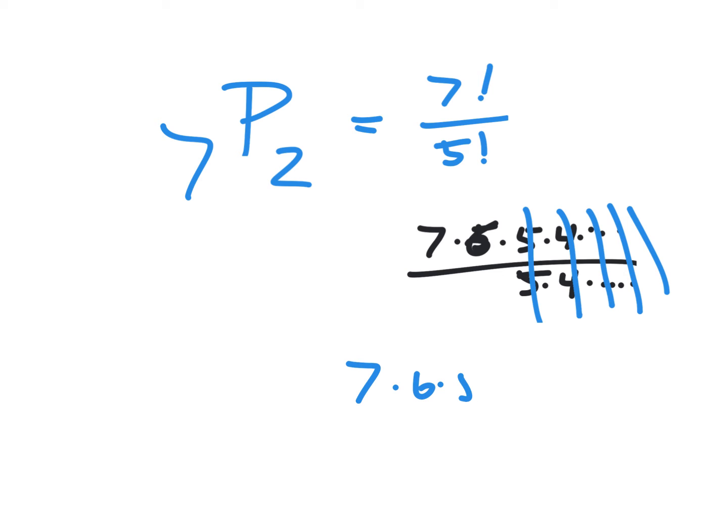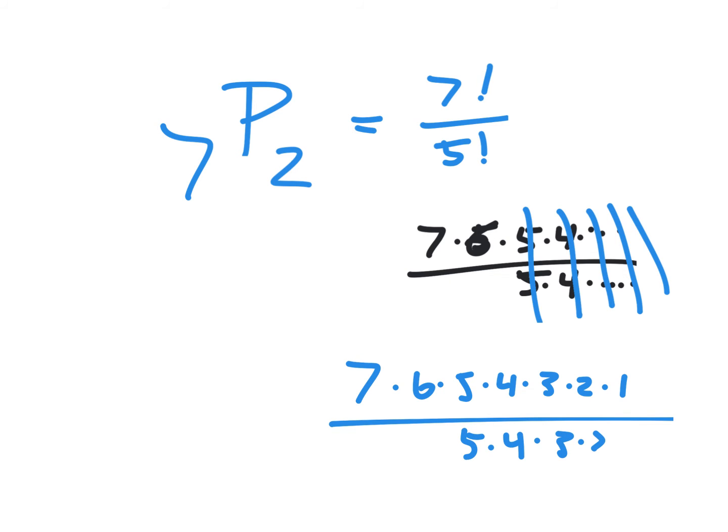7 times 6 times 5 times 4 times 3 times 2 times 1 over 5 times 4 times 3 times 2 times 1. I know some of you would be sick of writing after a while, and you could do what I did there. But this is exactly what happened. All of those canceled, and the answer is 7 times 6, which is 42. I didn't need a calculator. See what I mean? There's 42 different ways to do that.